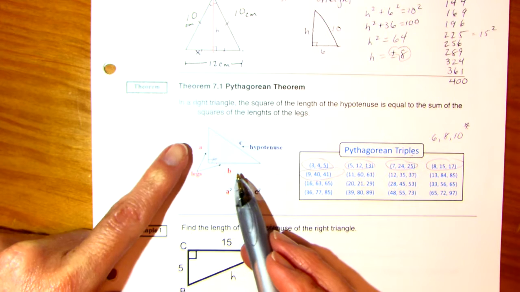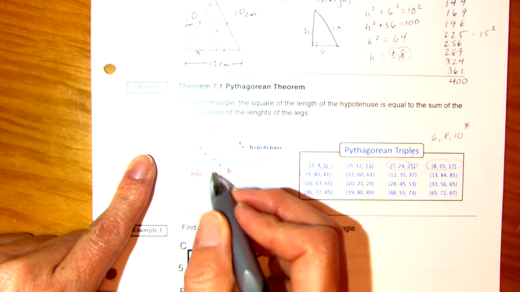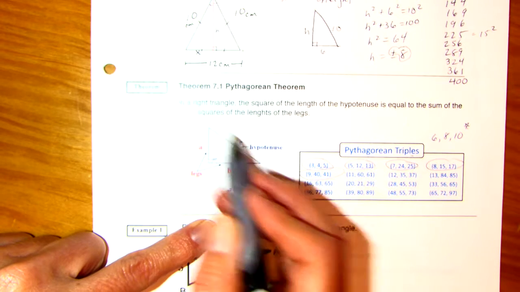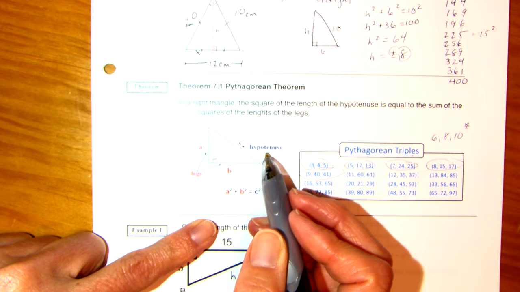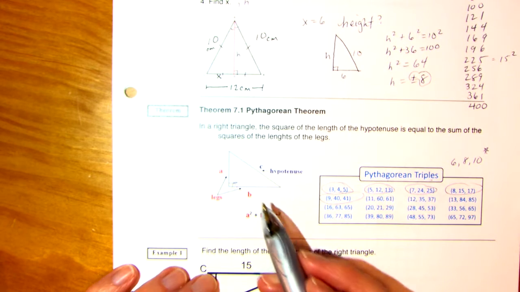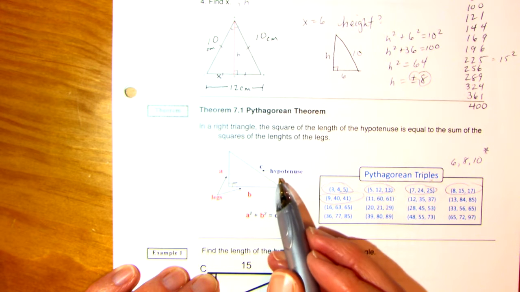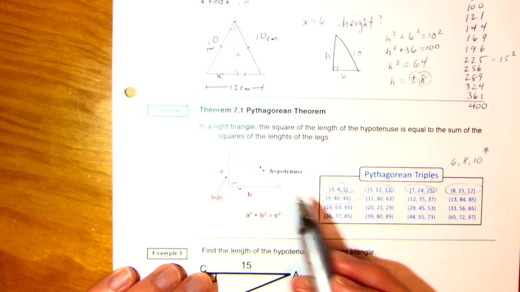Okay, so we have a right triangle. The segments that form the right angle are called the legs. The segment opposite a right angle is called your hypotenuse. Now the formula for the Pythagorean theorem is the sum of the squares of the legs is equal to the square of the hypotenuse. So here we go.